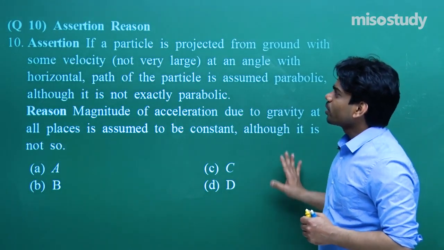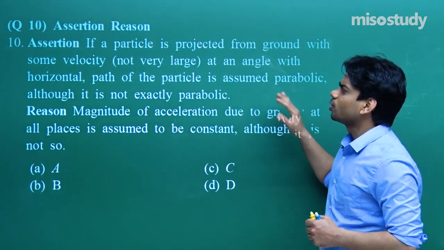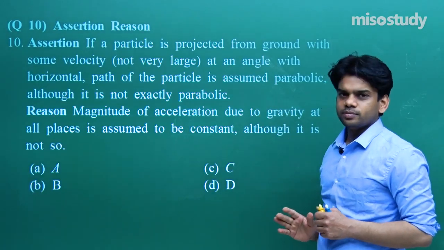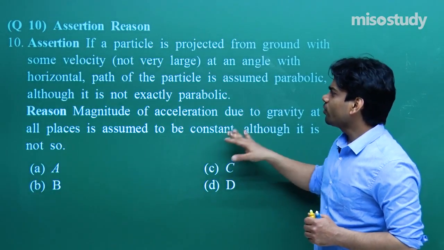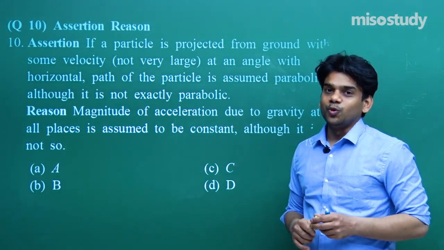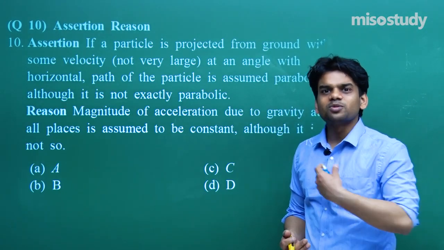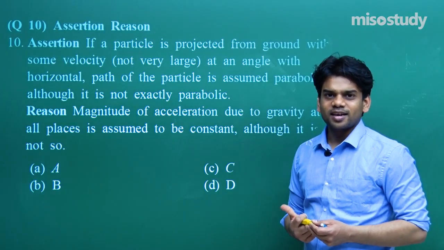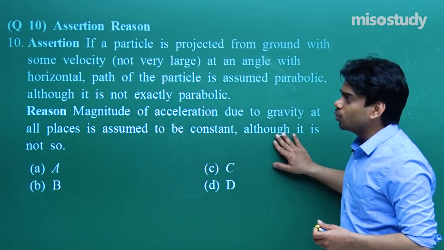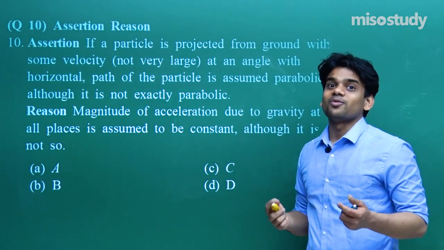Let's read this assertion. If a particle is projected from ground with some velocity, not very large, at an angle with horizontal, path of the particle is assumed parabolic, although it is not exactly parabolic. Let's read the reason. Magnitude of acceleration due to gravity at all places is assumed to be constant, although it is not so. That's true. We actually assume that acceleration due to gravity is remaining constant during its motion, but that may change as per the vertical height. So yes, first of all, this statement is true, and if acceleration due to gravity is not constant, the path will not be parabolic. It will be somewhat something else.